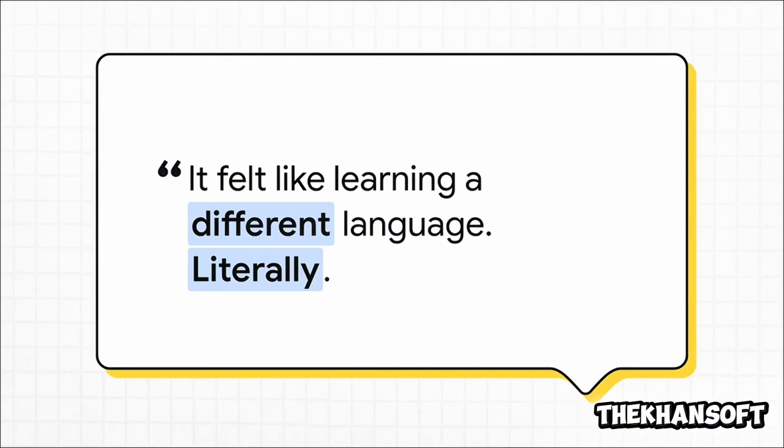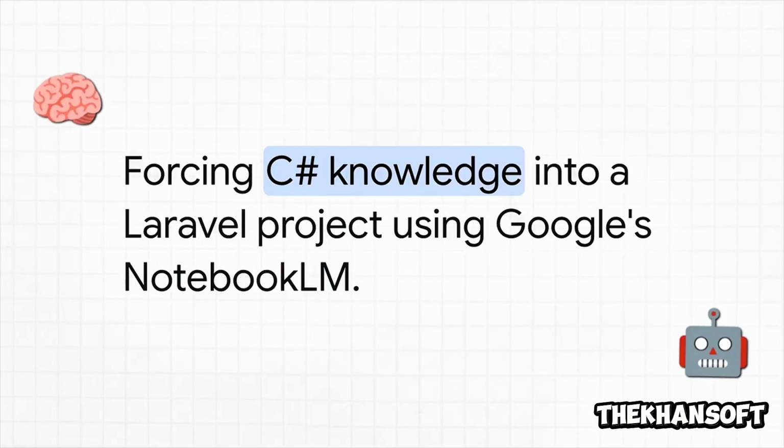But what if there was a cheat code? What if you could take all that knowledge you already have and use it as a direct translation guide? Well, that's exactly what we're going to build. So here's the plan. We're going to create our own personal Rosetta Stone. We're going to use an AI tool, in this case Google's NotebookLM, to act as a live translation layer. The whole idea is to feed it our C-sharp way of thinking and have it spit back the Laravel equivalent. But, and this is key, explaining it in terms we already get.